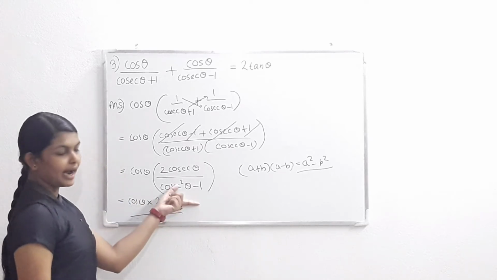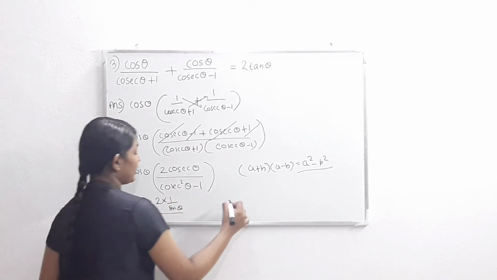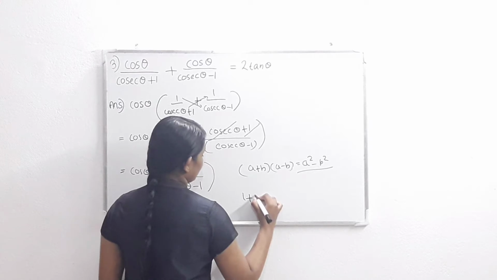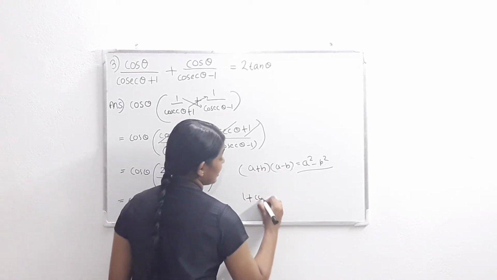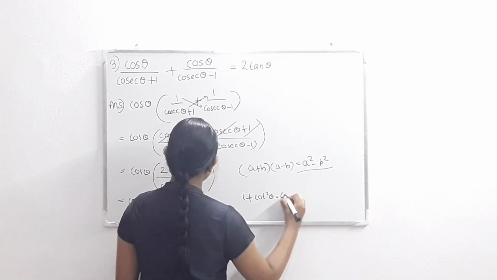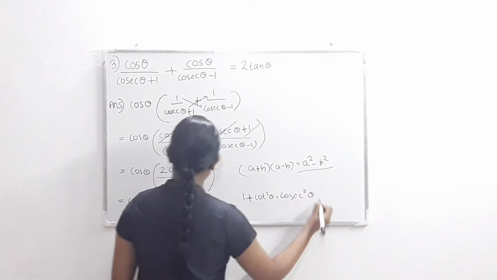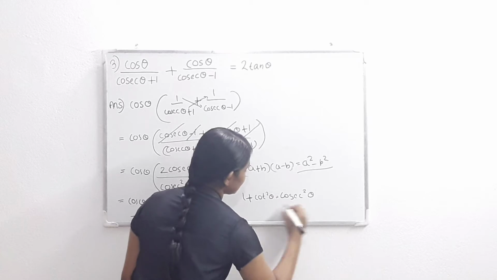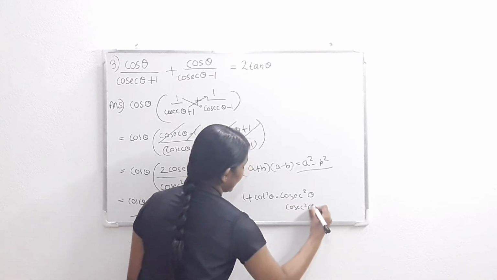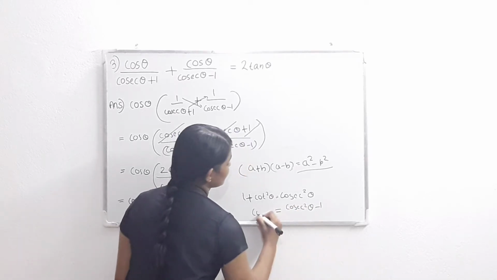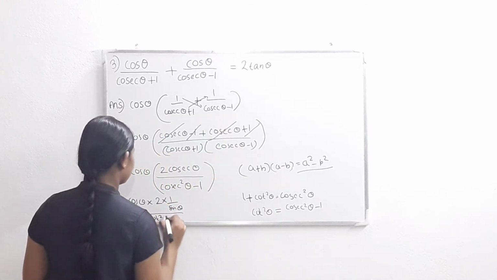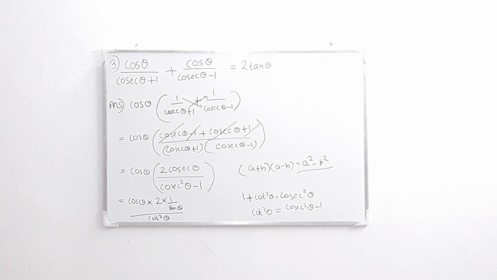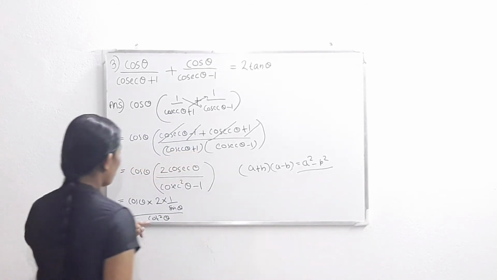This is a trigonometric identity. We already studied the trigonometric identities: 1 plus tan square theta is equal to sec square theta, and 1 plus cot square theta is equal to cosec square theta. So we can write cosec square theta minus 1 will be equal to cot square theta. So this can be further written as cot square theta.